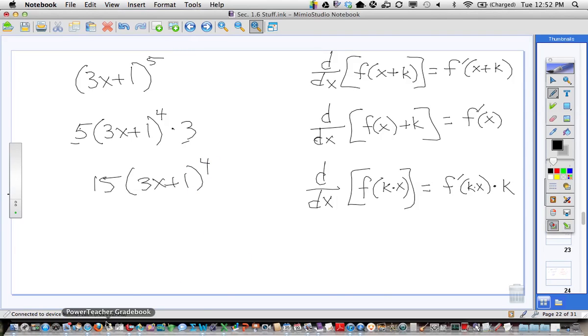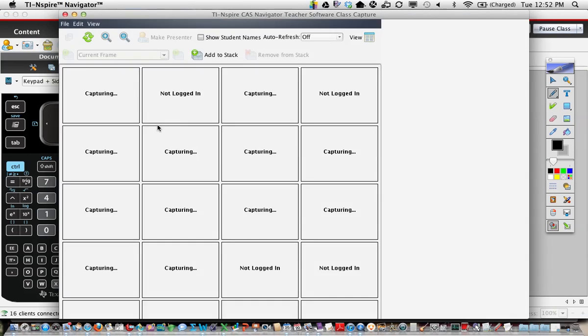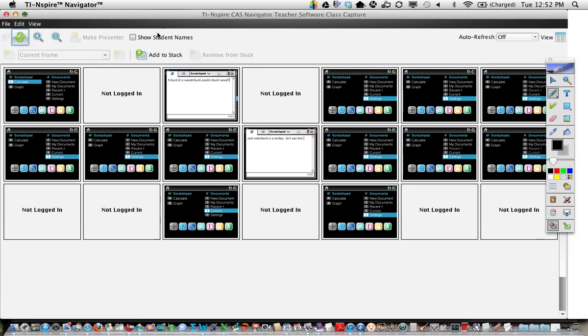Okay, now here's where the calculator can come in. So let's go ahead and get our calculators out. And hopefully you're all logged in.